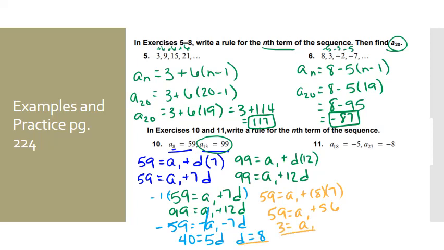Now I have enough information to write my rule. So a sub n would be equal to 3 plus 8 times n minus 1. What I'd like for you to do is try number 11 on your own. Bring that to class tomorrow so we can talk about it. Good luck.